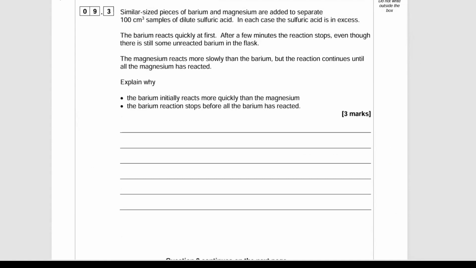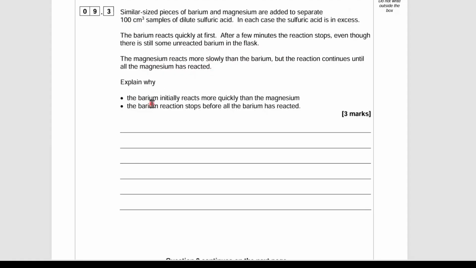We've got a 3 marker. Similar sized pieces of barium and magnesium are added to separate 100 cm³ samples of dilute sulfuric acid. In each case, the sulfuric acid is in excess. The barium reacts quickly at first. After a few minutes, the reaction stops, even though there's still some unreacted barium in the flask. Now, we can't say it's because the sulfuric acid has run out. They've told us that reactant is in excess. The magnesium reacts more slowly than barium, but the reaction continues until all the magnesium has reacted.